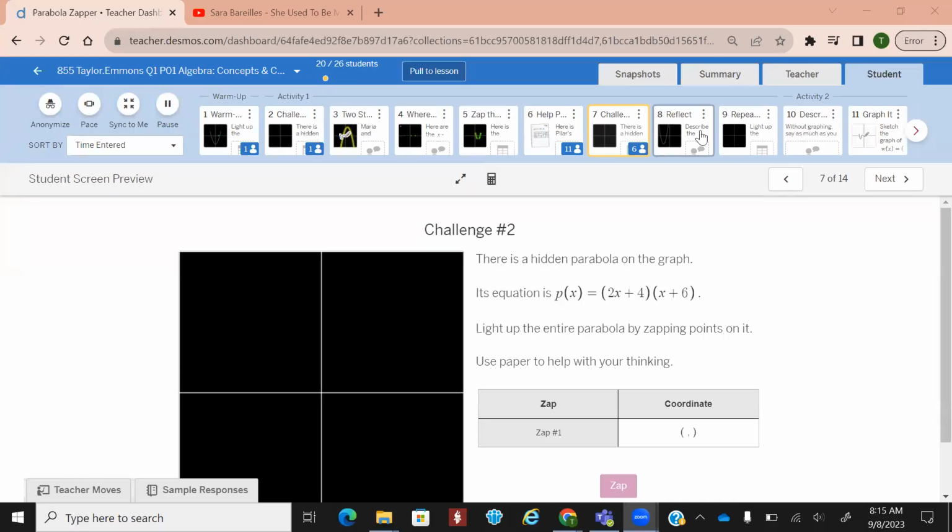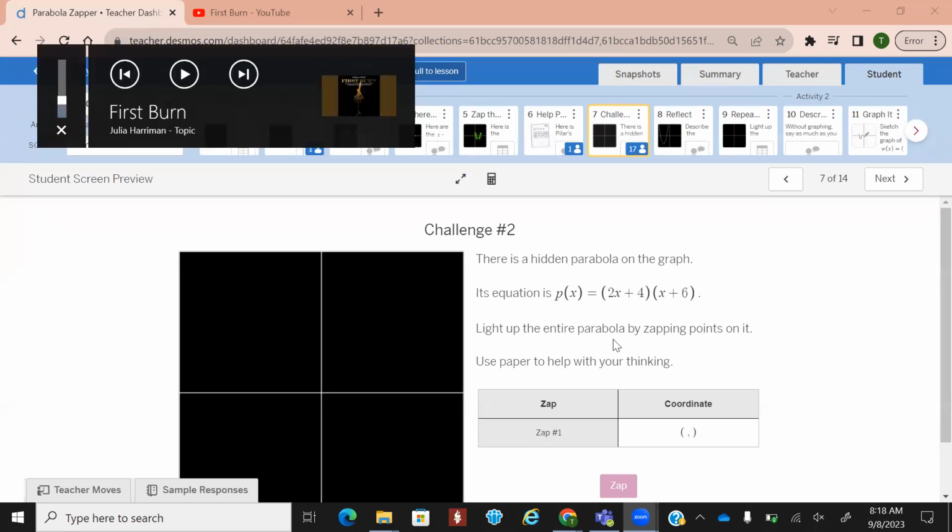Okay, light up the entire parabola by zapping the points on it. Use paper to help you with thinking. So what are we going to find here? What are we going to look for? The x-intercepts. Great. And the vertex. Awesome. Y'all are so smart. X-intercepts. And then go ahead and plug in for the vertex. Okay, so take a moment. See if you can do slide number 7.